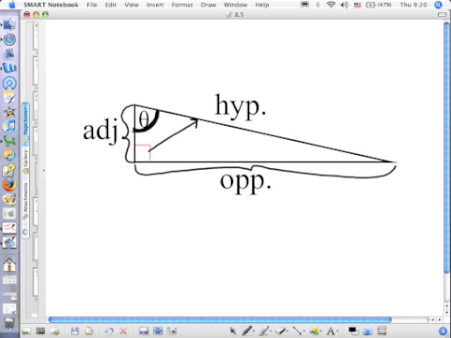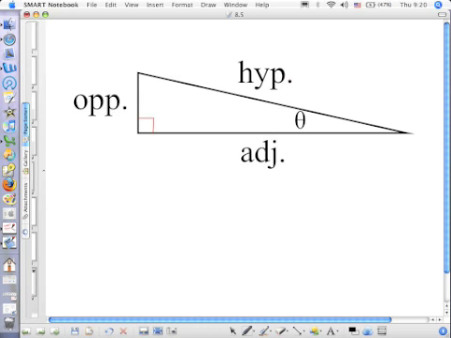All right. Now, same triangle. New angle. Notice the hypotenuse is still in the same location. But what happened to the adjacent and opposite? They switched. Because when I am referring to this angle, now it is this leg that is touching it. So this is now the adjacent leg. And this is now the opposite leg because it is not touching the actual angle. Does that make sense? Okay.